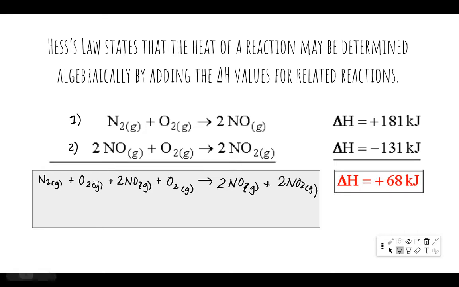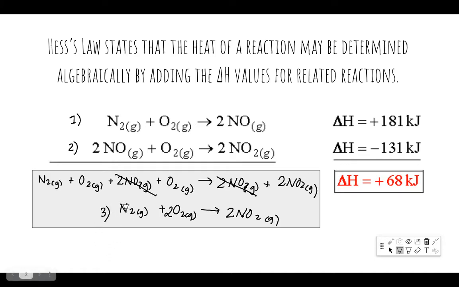Now I'm going to take a look and see if there's anything on the reactant side and the product side that are the same. If so, I can cancel them out. So 2NO gas exists both on the reactant side and the product side, so I'm going to cancel that out. What I'm going to have left over is my reaction, that is N2 gas plus O2 gas. Now, I notice there's 2 O2s here, so I'm going to put a coefficient of 2, which gives 2NO2 gas, right? So I've added these 2 reactions together to get this third reaction, okay?